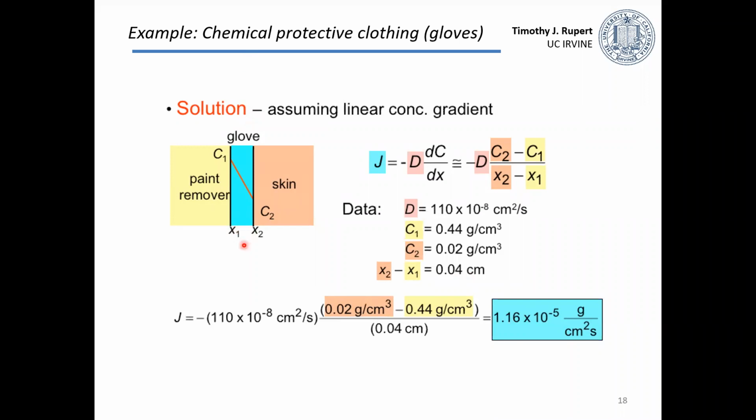So we could just do a pretty straightforward calculation, plug those numbers into that equation, and end up describing that in this case, the flux is 1.16 times 10 to the negative 5 grams per centimeter squared per second. That number doesn't mean all that much, but I'm just trying to show that this is a way you can use this simple equation and put it into a more practical type of situation.